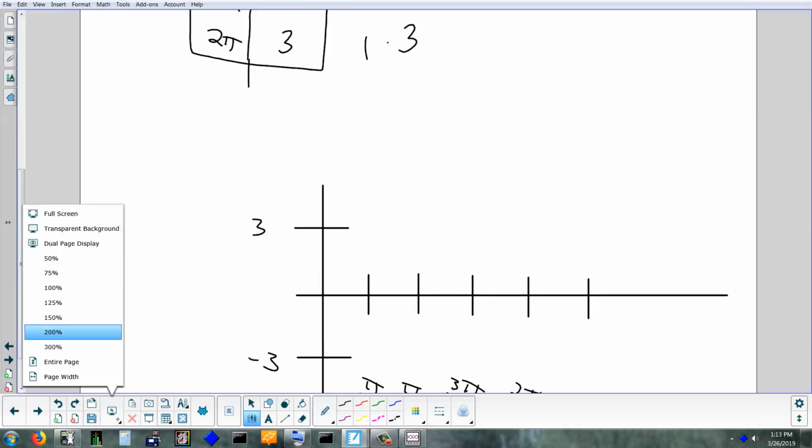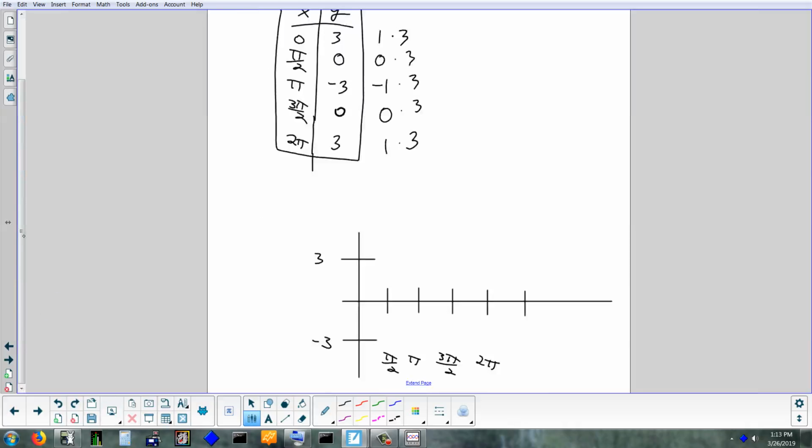Okay, and now I'll just graph the points. So we got 0, 3. We've got pi over 2, 0. Pi, we're at -3. What else? 3 pi over 2, we're back at 0. And then the last one, 2 pi, back up at 3.